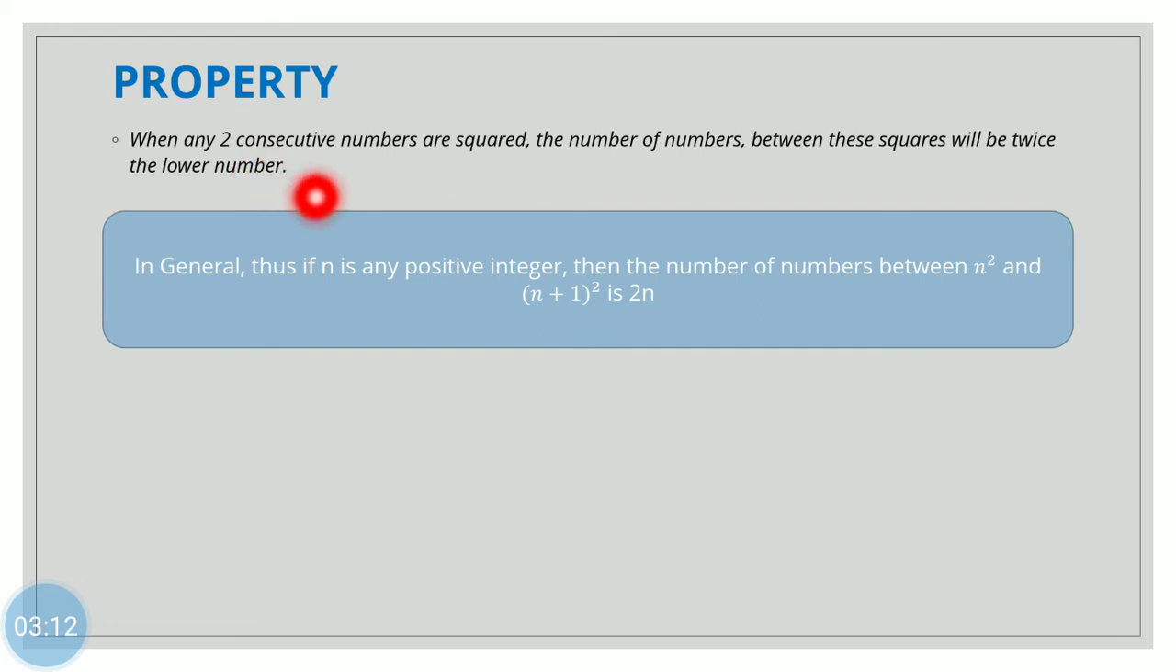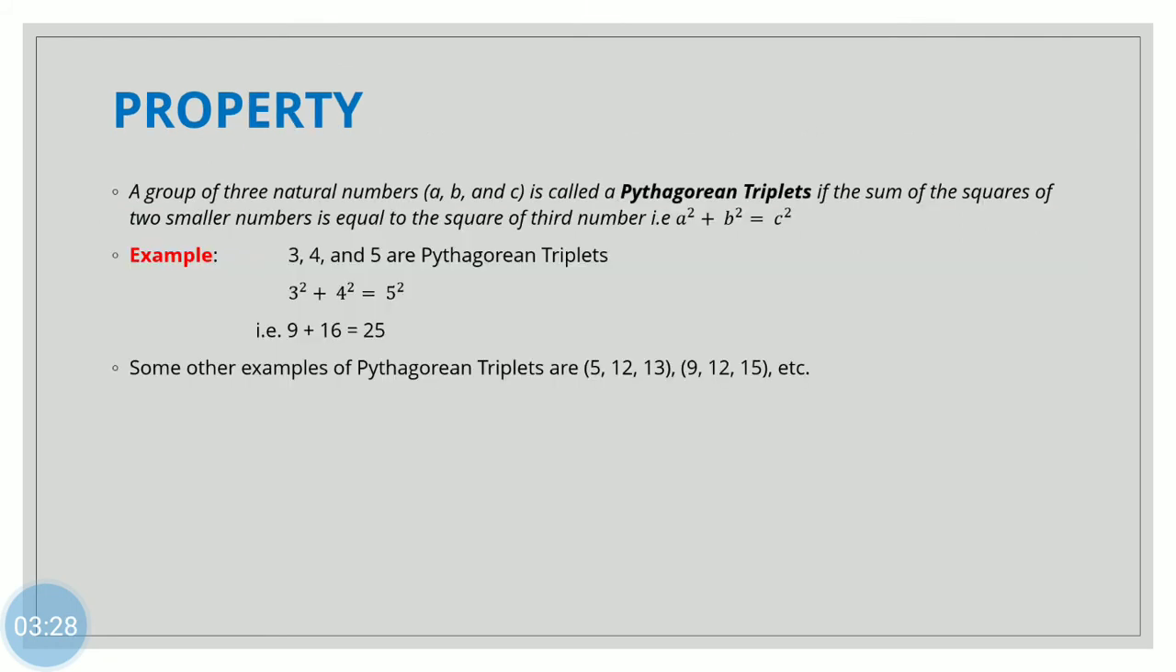Properties. When any two consecutive numbers are squared, the number of numbers between the squares will be twice the lower number. In general, if n is any positive integer, then the number of numbers between n squared and (n+1) the whole square is 2n.